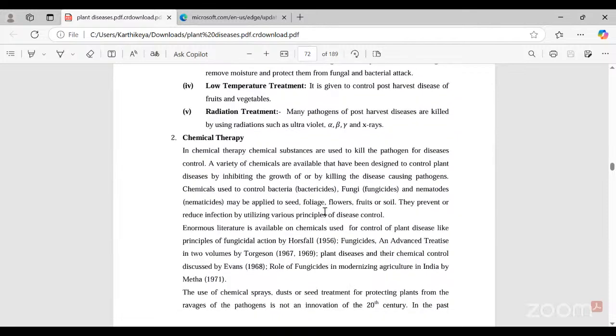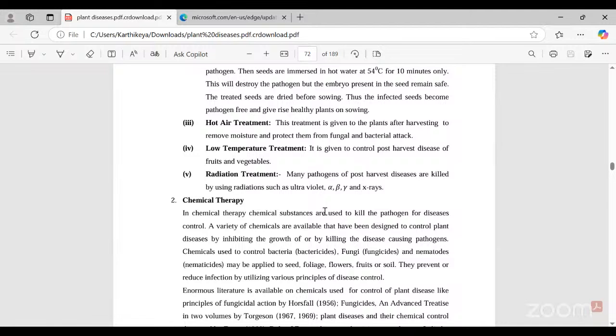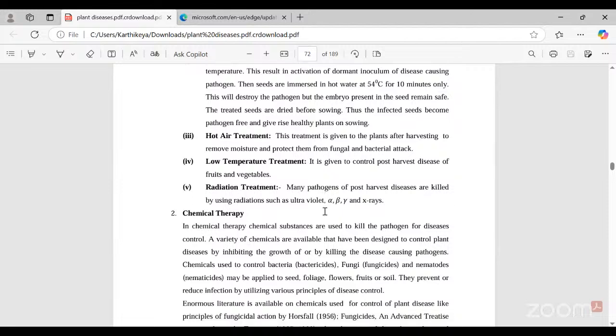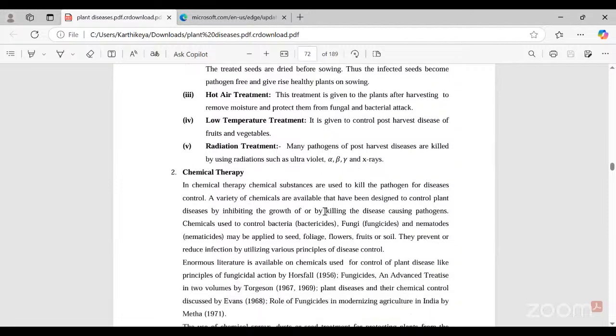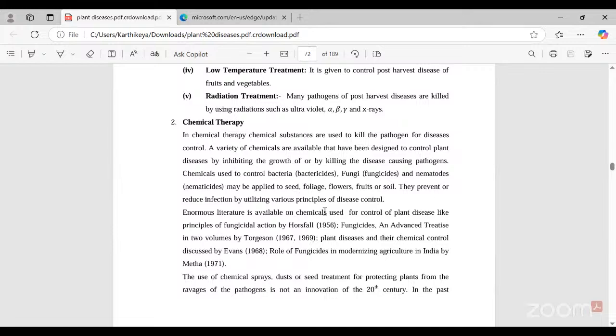Next one, hot air treatment. This treatment is given to the plants after harvesting to remove moisture and protect them from fungal and bacterial attack. And low temperature treatment is given to control post-harvest disease of fruits and vegetables. Radiation treatment: many pathogens of post-harvest disease are killed by using radiation, such as ultraviolet, alpha, beta, gamma, and X-rays.